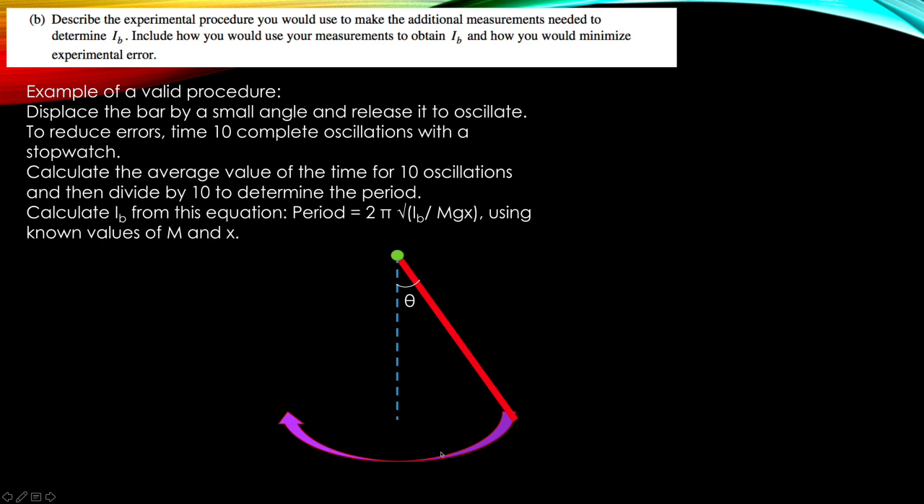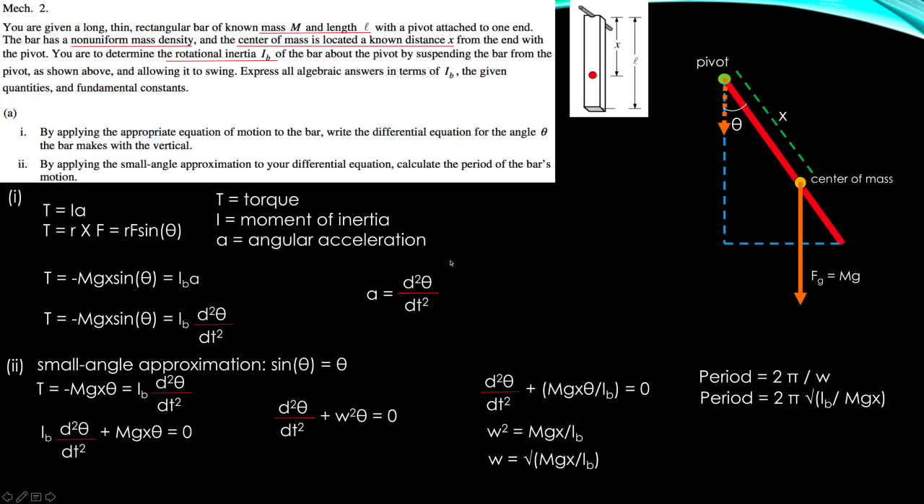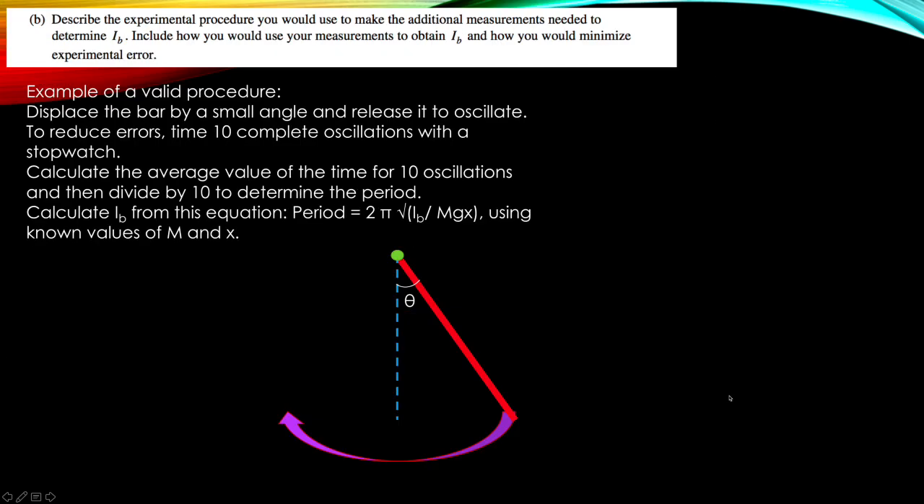Once you have a value for all those 10 periods, you can divide by 10 to determine the average value of the period. And then once you have that, we have this equation from the last part. If you just go back for a second, this equation: period is equal to 2 pi times the square root of IB over mgx. We can use that equation. We found the average period, so you can just plug that into here.